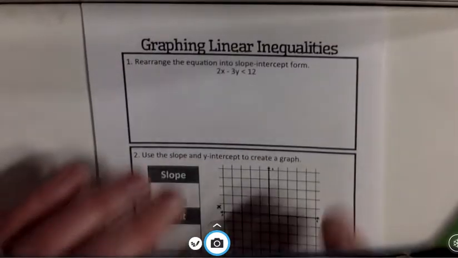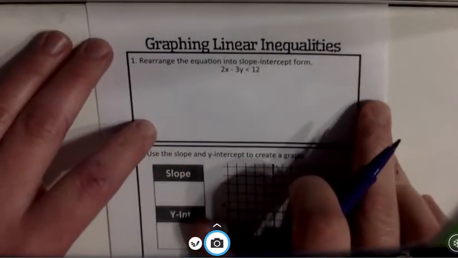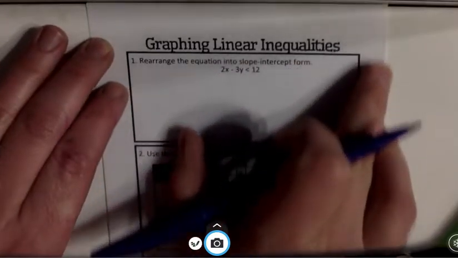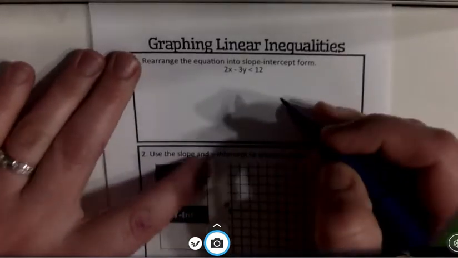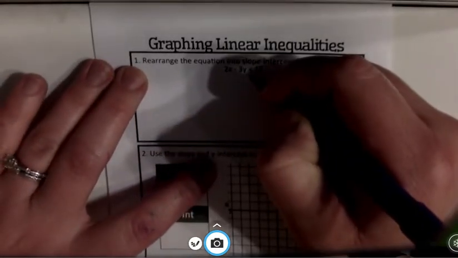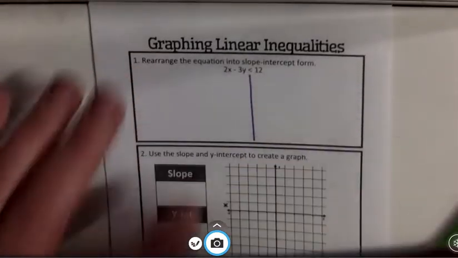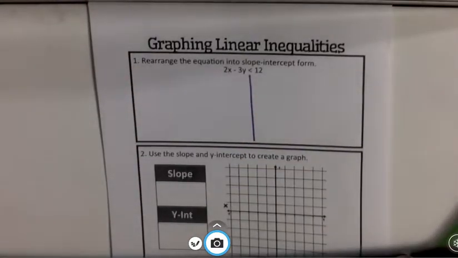Hey everyone, we are going to work on graphing inequalities, linear inequalities. First of all, linear inequalities are truly not very different than linear equations. The only difference is how you graph them. So we know with inequalities we need to pay attention to positive and negative multiplication and division, but beyond that, we're looking at the exact same thing.